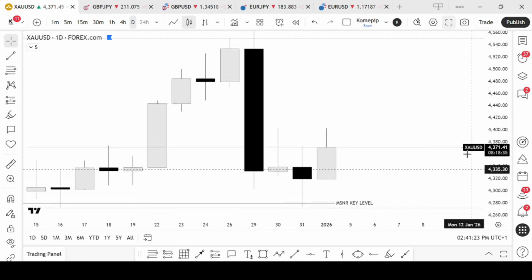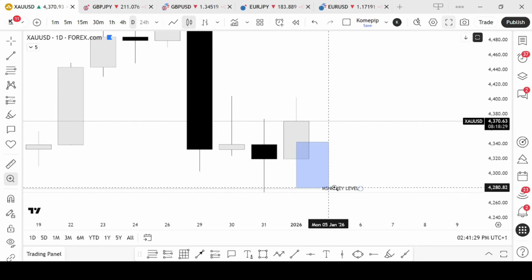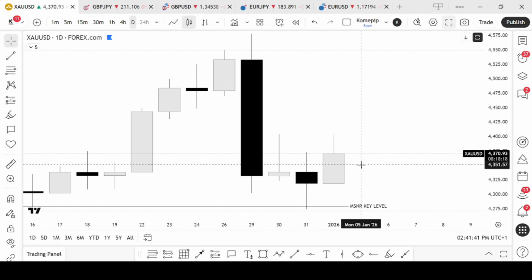Then another thing that I look at on this candle: does it have a wick? It does not. This is screaming one thing to me. And what is that? Expansion, expansion, expansion.